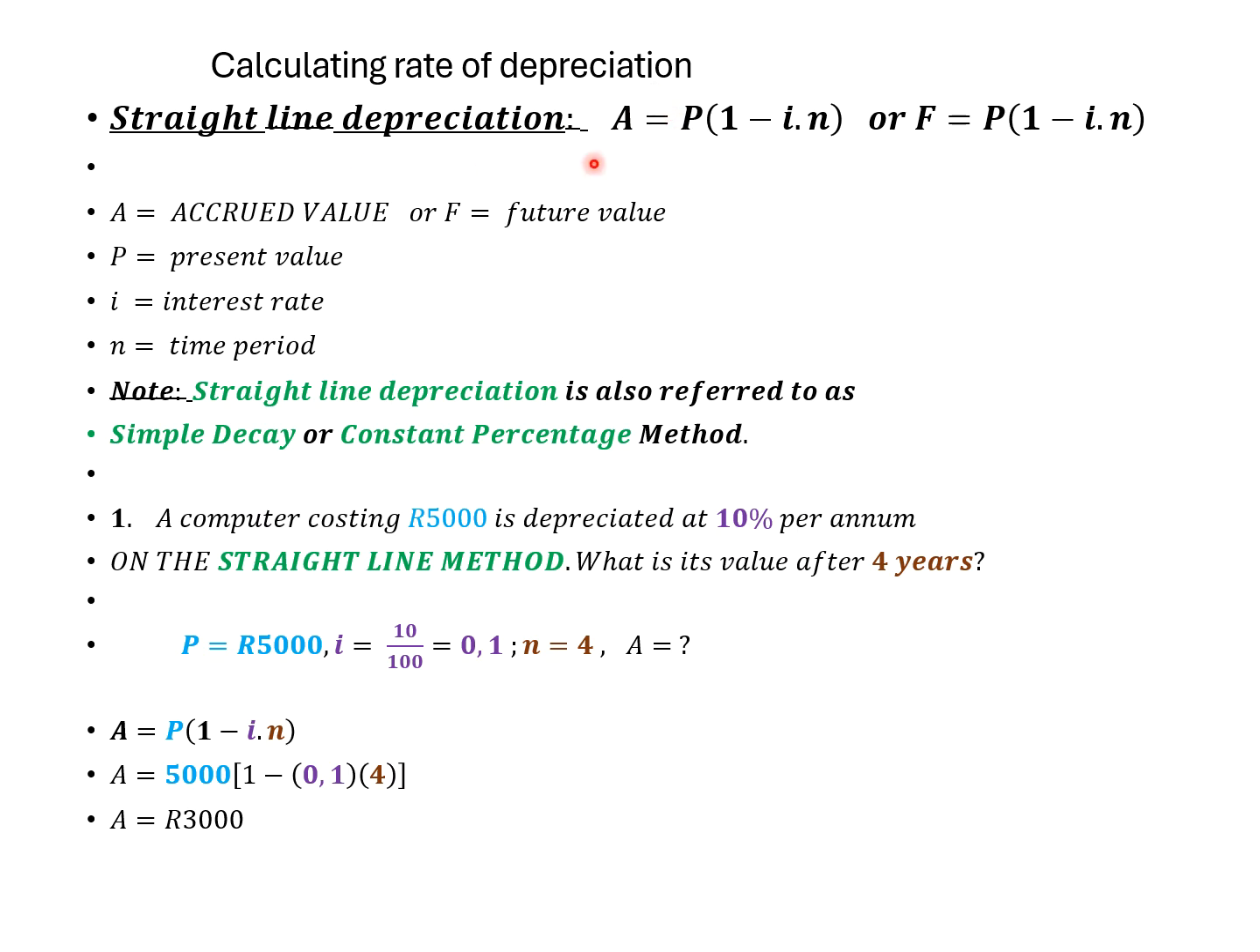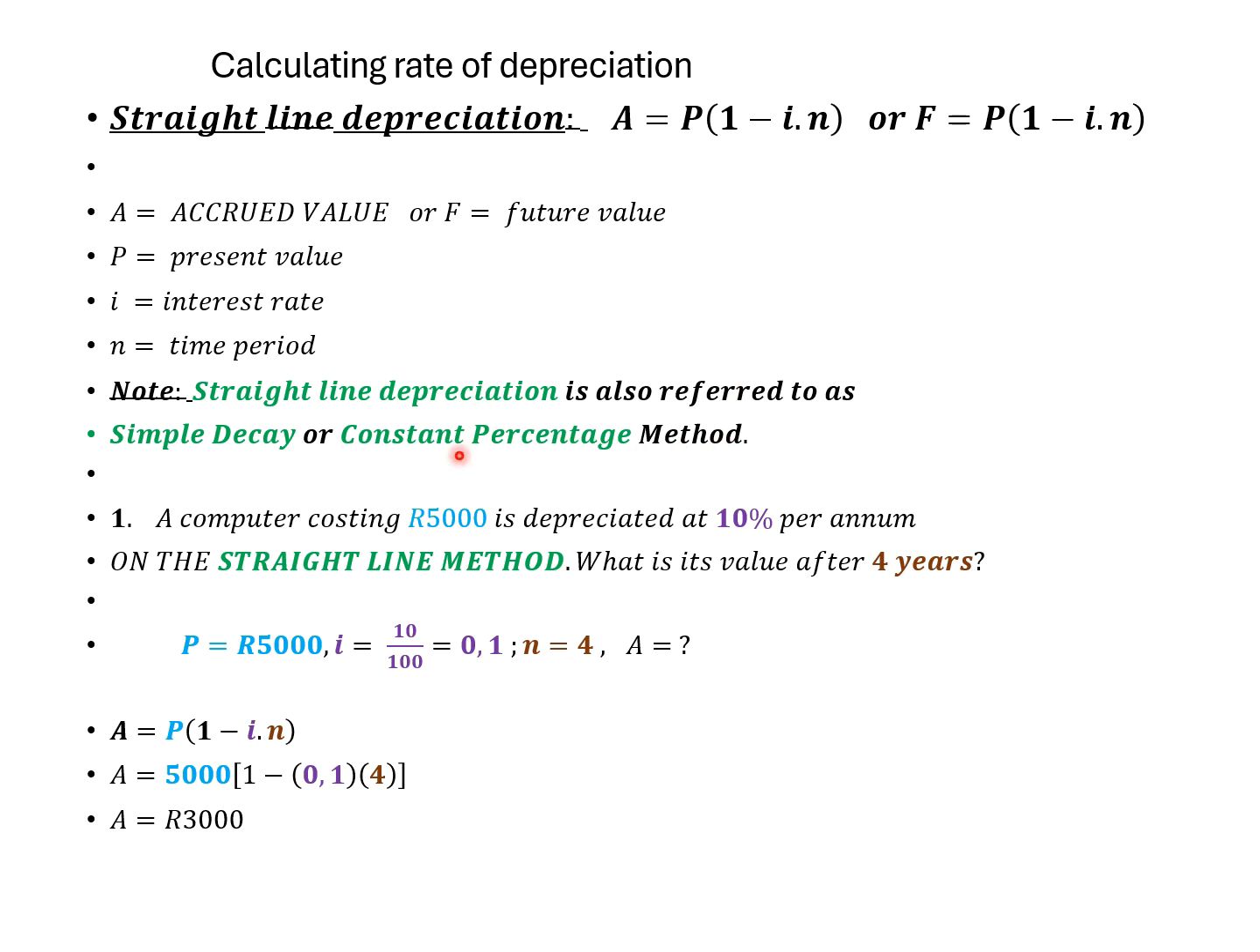So, straight line depreciation, we would use the equation A equal to P(1 minus i times n), or F equal to P(1 minus i times n). Alright, where A stands for accrued value or F stands for future value, P my present value, i is my interest rate, and n is my time period. Now very important, because I don't know what words your teacher would use to explain this to you, but straight line depreciation is also referred to as a simple decay or constant percentage method.